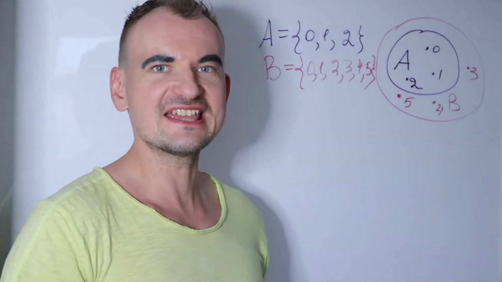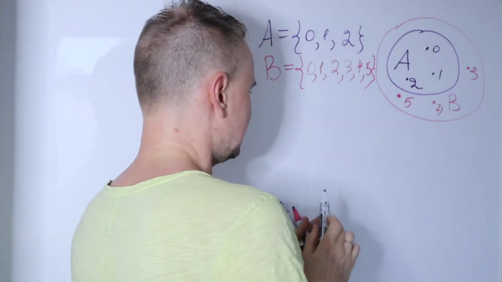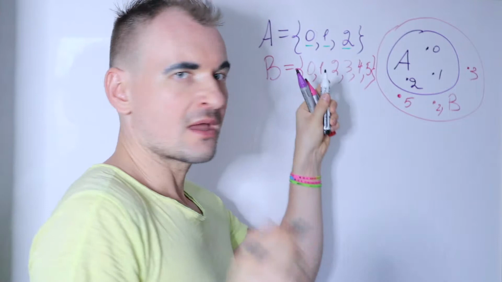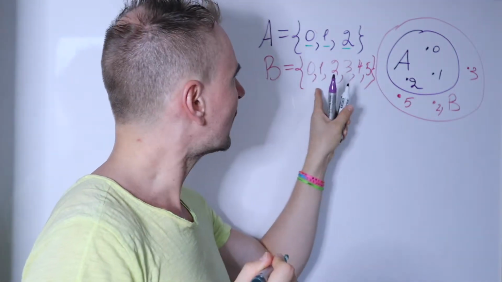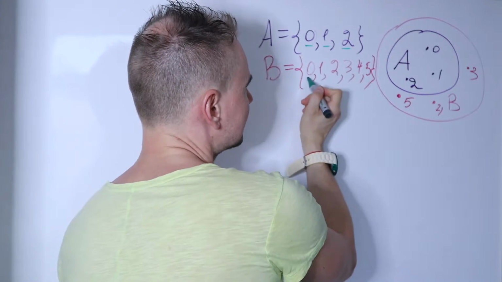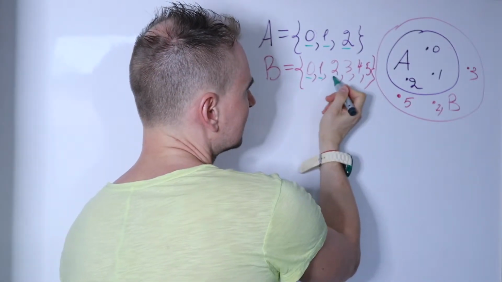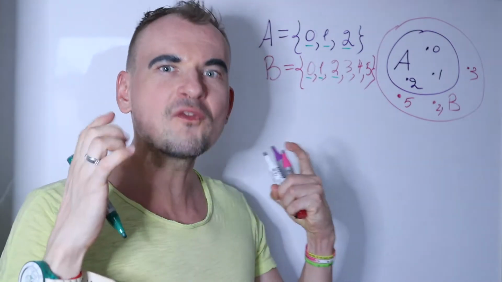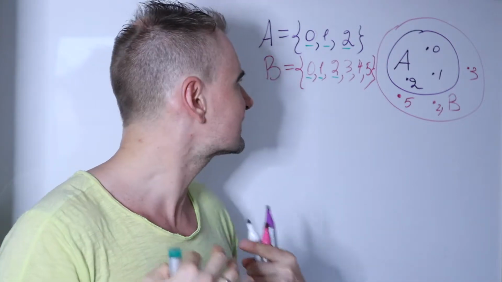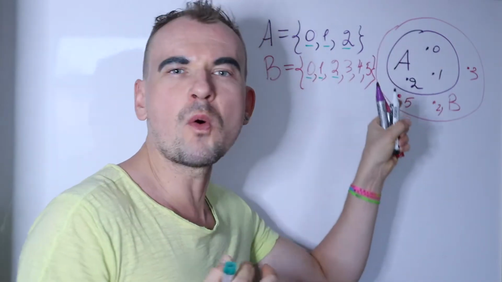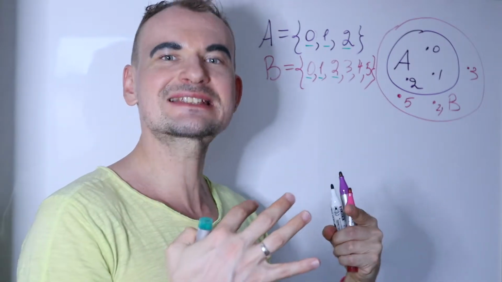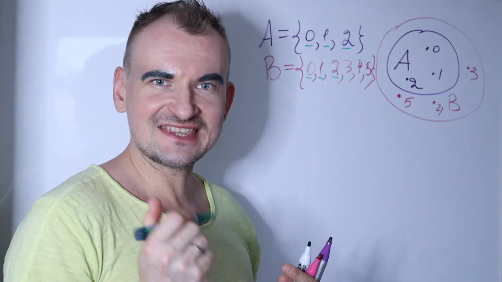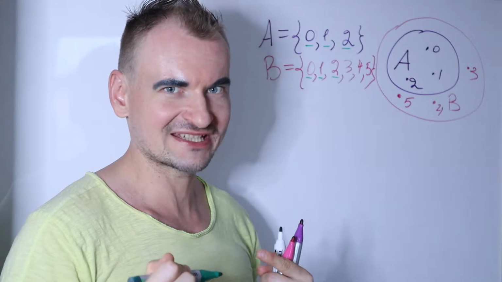Now, as you can see, the elements 0, 1, and 2 are also in set B. So we have these elements here as well, 0, 1, and 2. So A is a part of the set B. A is a set that is inside of set B. So we can say in this case that A is a subset of set B.